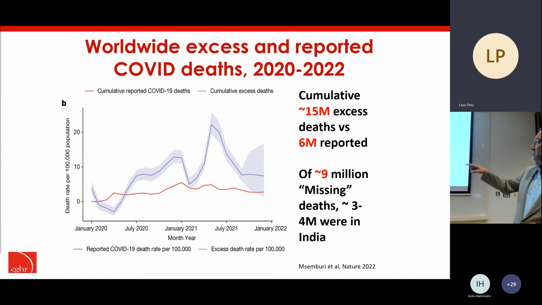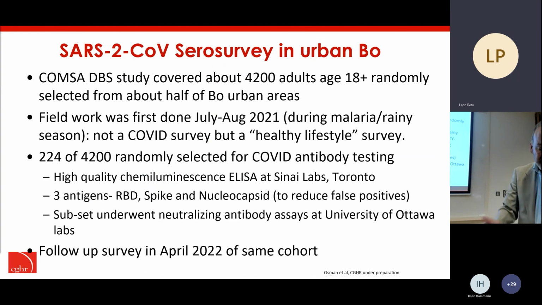And that is important because these are, again, the WHO totals of cumulative COVID deaths. So that's the reported in red. That leads to the 6 million figure of reported deaths. And then the blue represents the excess deaths. And you see that there is variation. And India accounts for a big part of those missing deaths.